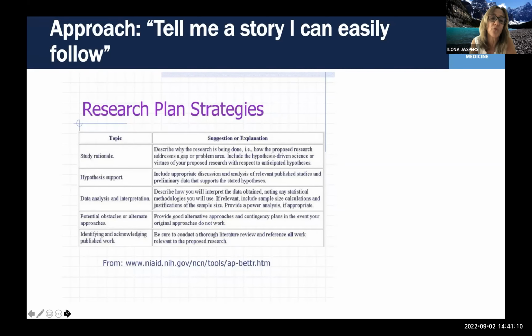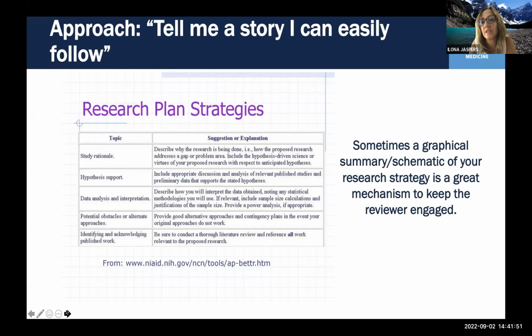For example, when you write your research plan, and this is an easy strategy, provide a very good study rationale that is easy to follow. Tell me what research gap you are addressing, what hypothesis is driving it, what is supporting it, what data analysis plan you have, what interpretation you have, and what potential alternative strategies you're going to use if your experiments are not working. We all know that even though you can have a very detailed research plan, there are always things that don't work out. So make sure that you're aware of it.